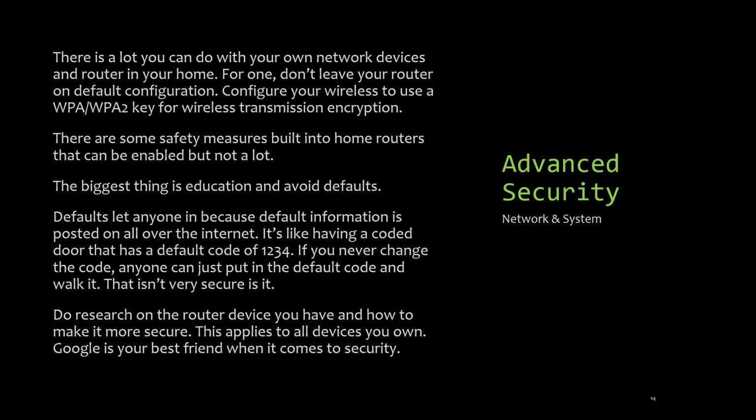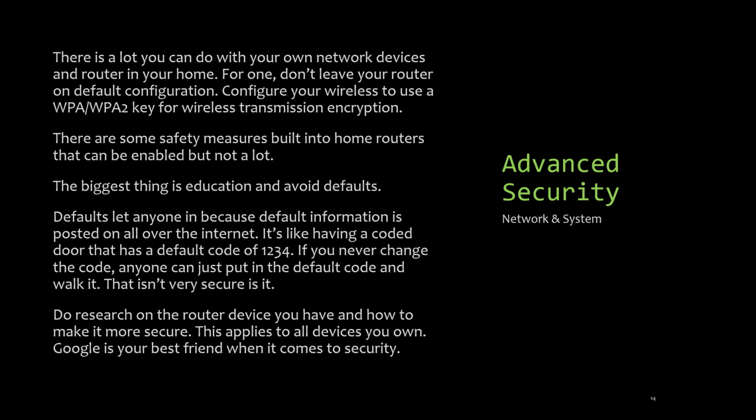And then there, of course, are a lot of other things you can do to strengthen and advance your security in your network and systems. There's a lot you can do with your network devices and routers in your home. Don't leave your router on the default configuration. Make sure you configure the wireless to use WPA and WPA2 keys. Don't use WEP. WEP is very easy to crack. It doesn't take very long. I can crack your WEP key with my cell phone. There are applications out there that let you do it.